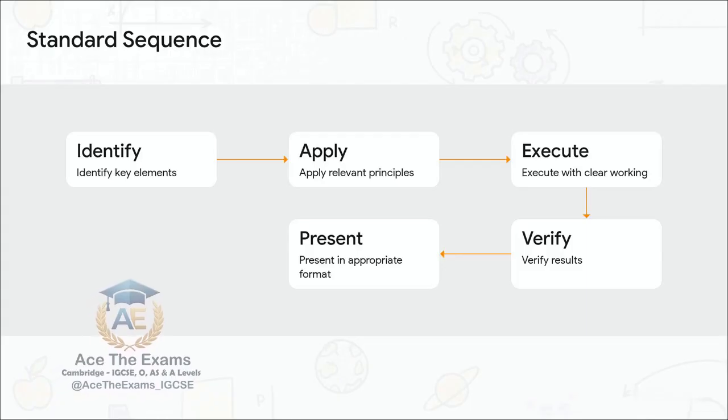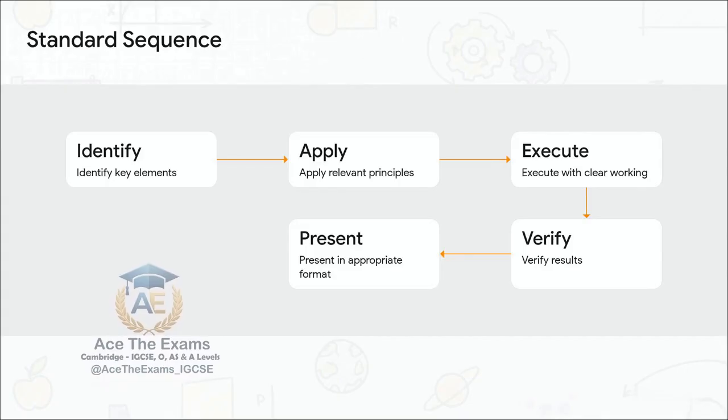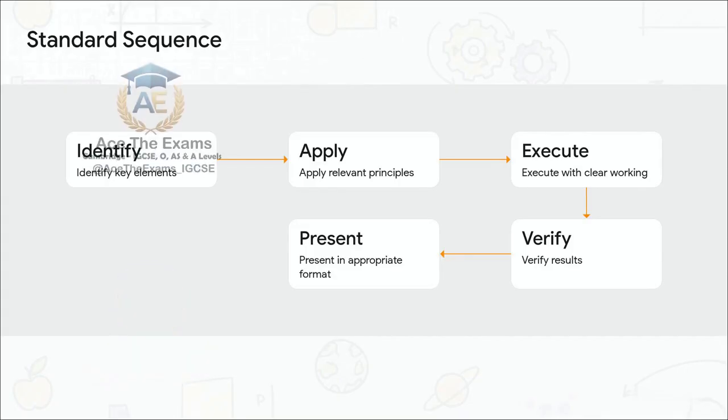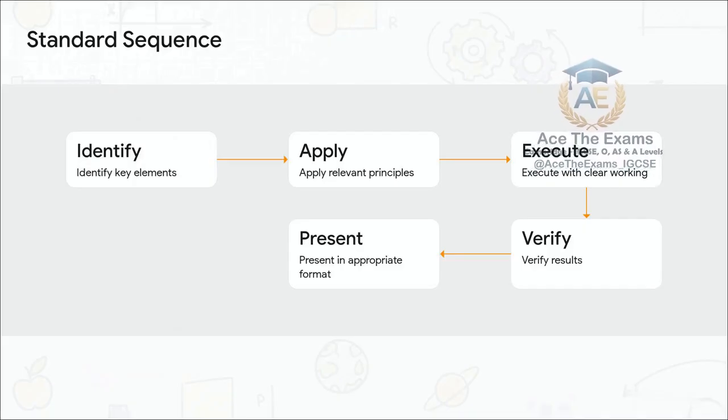This means drawing a massive, clear force diagram. If you do not map out your weight, normal contact force, opposing friction, and tension visually, you are flying blind. Step 2. Apply relevant principles. Look at the data.